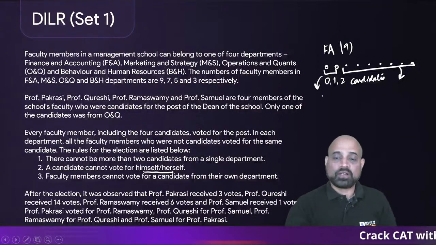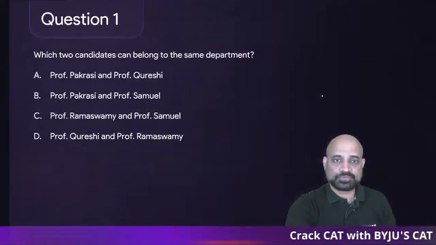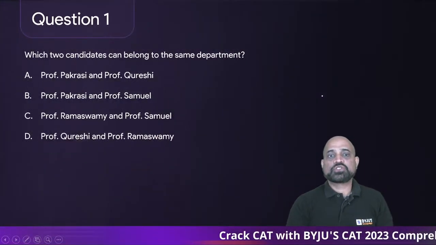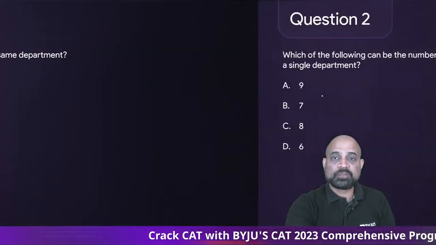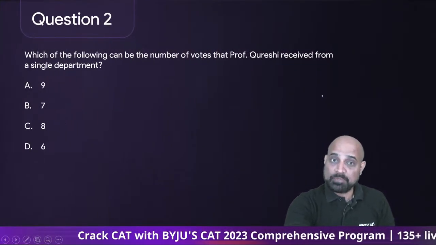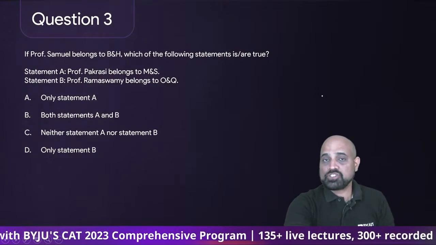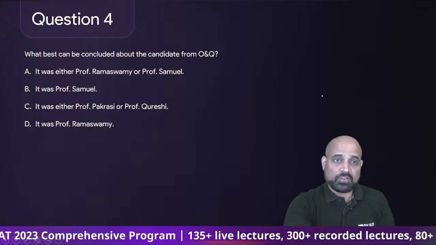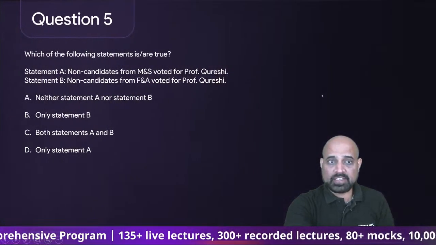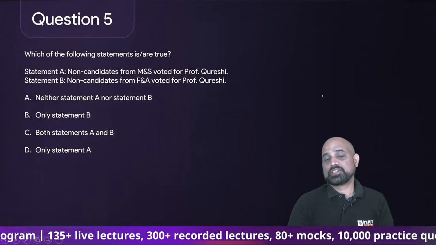Now, if you look at the questions now. The question is, which 2 candidates can belong to the same department? Which of the following can be the number of votes? If Professor S belongs to B and H, then what happens? What best can be concluded? And the last one is, which of the following statements are true?